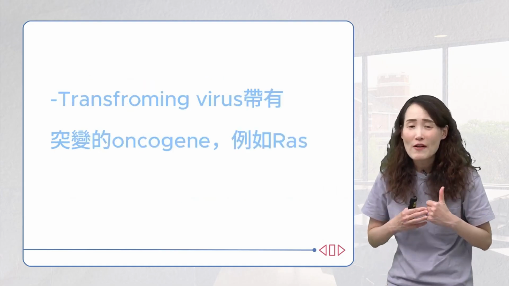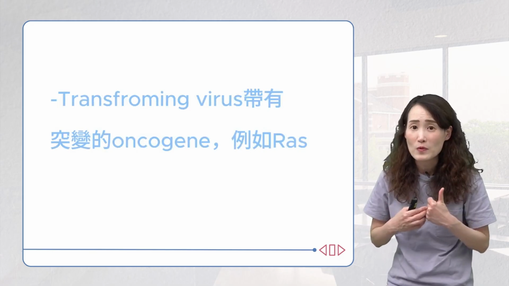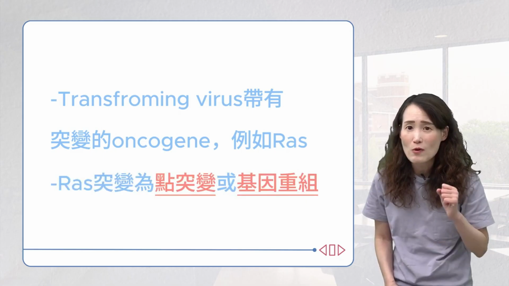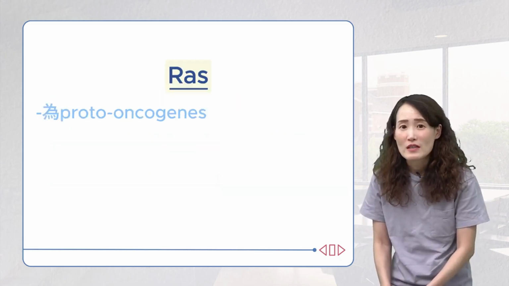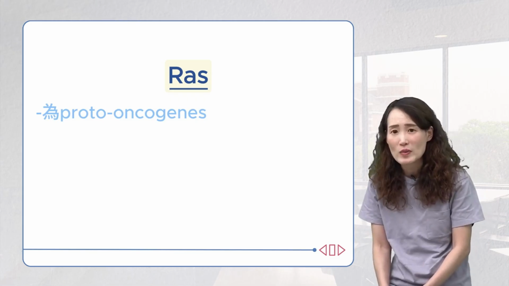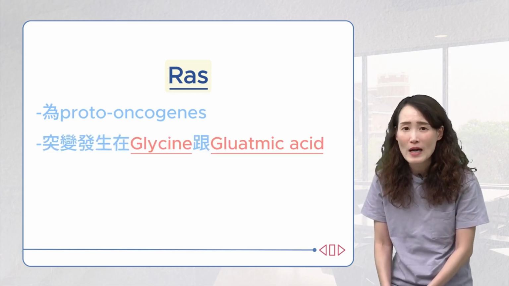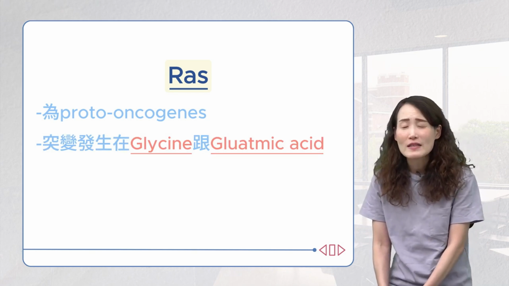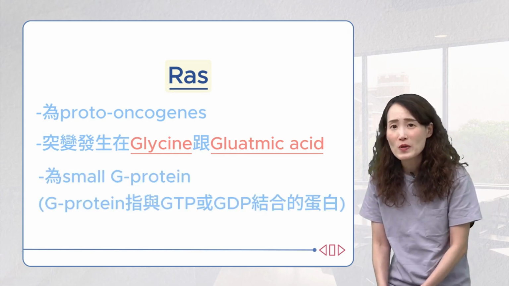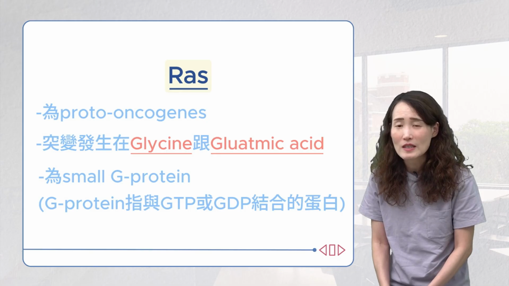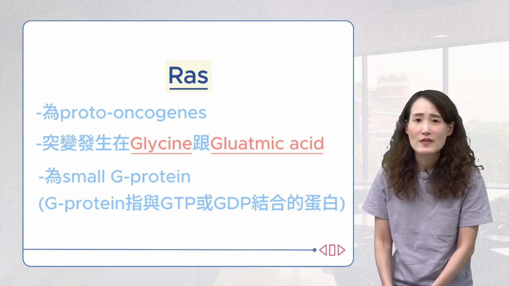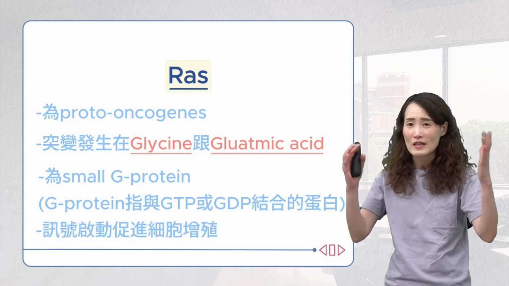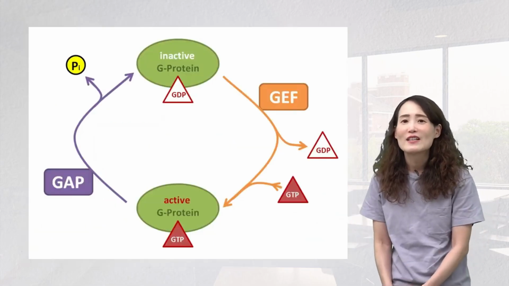The transforming virus, because it differs from normal cells, carries mutated oncogenes. RAS is one such example. Usually, the mutations in RAS could be point mutations or gene recombination. RAS itself is a proto-oncogene, and after being carried by the virus and extracted, it accumulates mutations, for instance, in glycine and glutamic acid, the two amino acids. The mutated RAS remains in an activated state. RAS itself is a G protein. What is a G protein? It is a protein that binds with GTP and GDP. We call it G protein. RAS is classified as a small G protein weighing about 21 kilodalton. In the cell, it tells the cell that it can proliferate continuously.